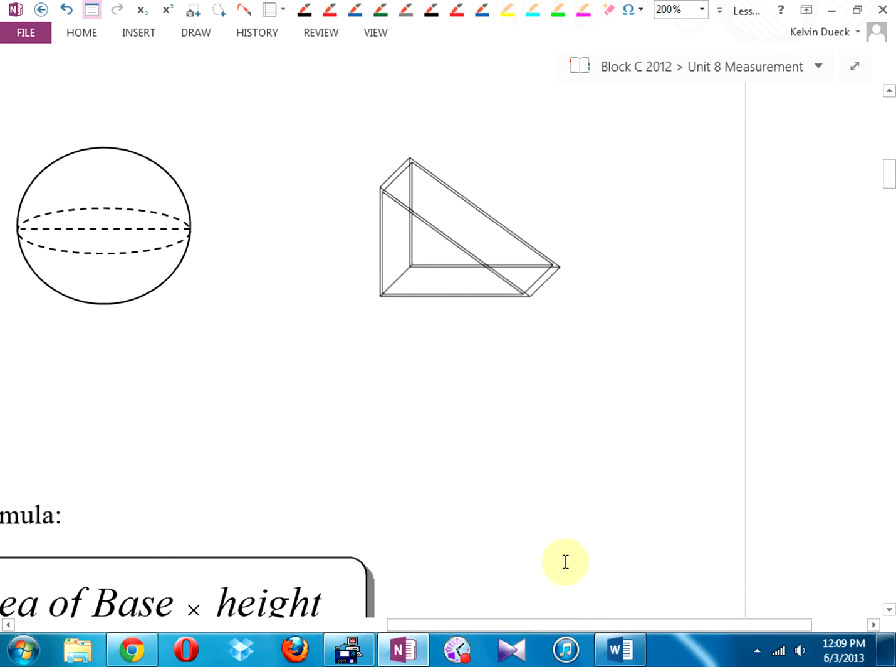What about this one here? Yeah, it's got a parallel side there and there. This is a, if you laid it flat, triangular prism. Spell the word prism right, Mr. Dueck. So a prism, 2 sets of parallel sides, at least, maybe more.